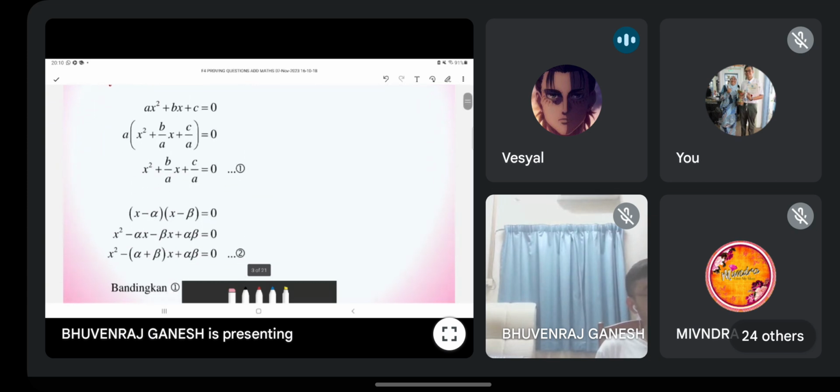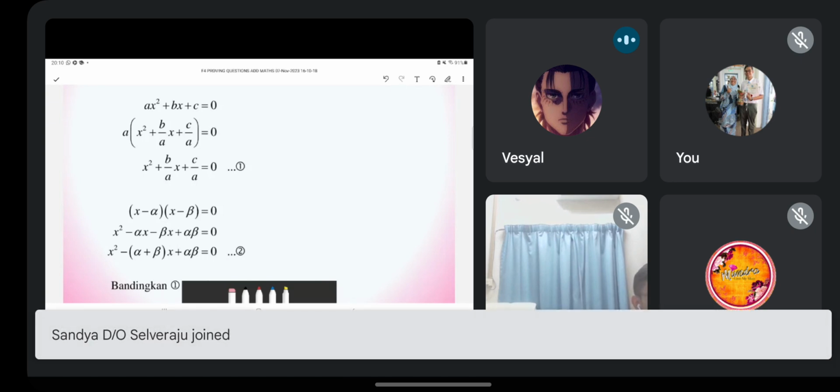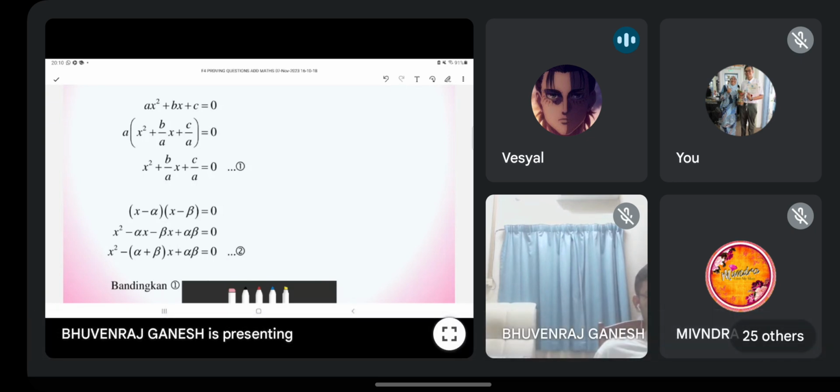Okay. So first we'll be making two equations. So for the first equation, ax squared plus bx plus c equals to 0, we'll actually factorize A and then we'll get our equation number 1. So equation number 1 is what we'll be using to compare with our other equation.